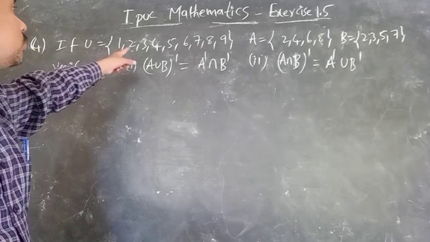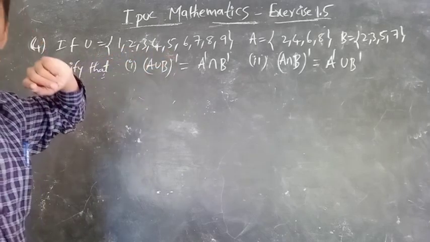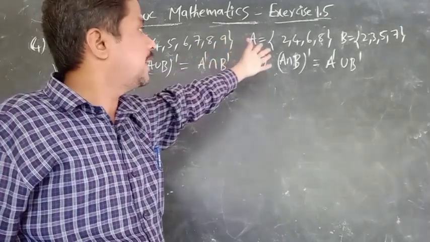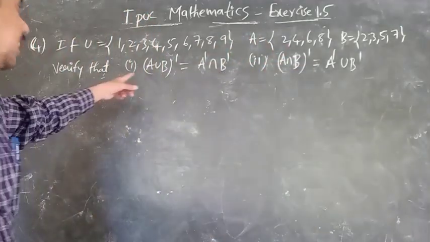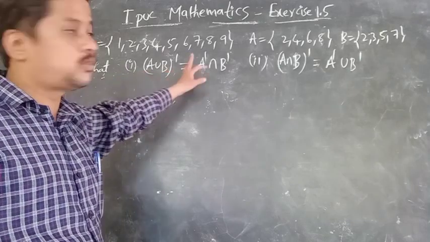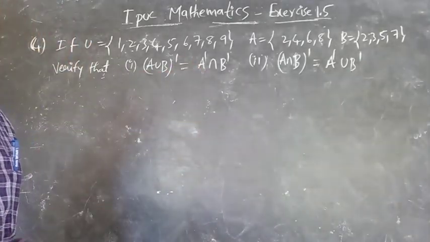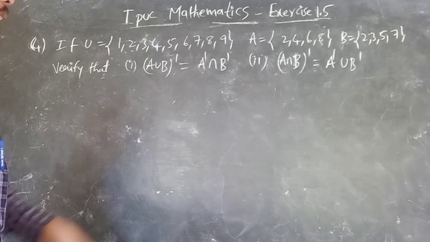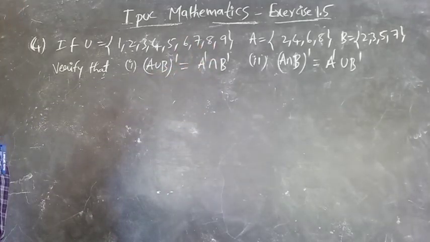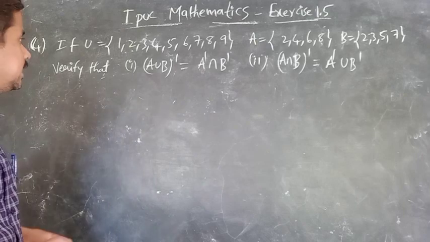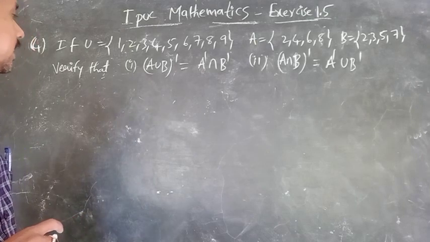Question 4. If U is equal to {1, 2, 3, 4, 5, 6, 7, 8, 9}, A is the set {2, 4, 6, 8}, and B is {2, 3, 5, 7}, verify that (A union B)' is equal to A' intersection B', and second, (A intersection B)' is equal to A' union B'. Let us calculate the LHS first.